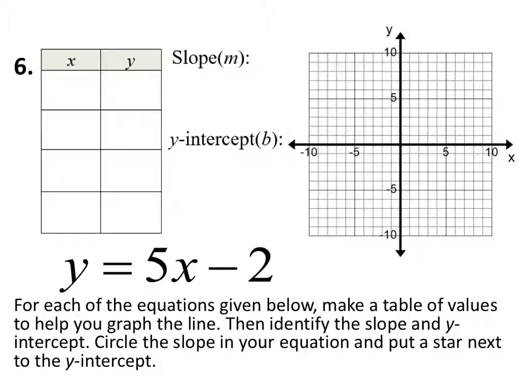Right, number 6, there's the table. On these ones, for each of the equations given below, make a table of values to help you graph the line. Then identify the slope and y-intercept. Circle the slope in your equation and put a star next to the y-intercept. Take a couple minutes to do this one with your neighbor. We want the table and the graph.